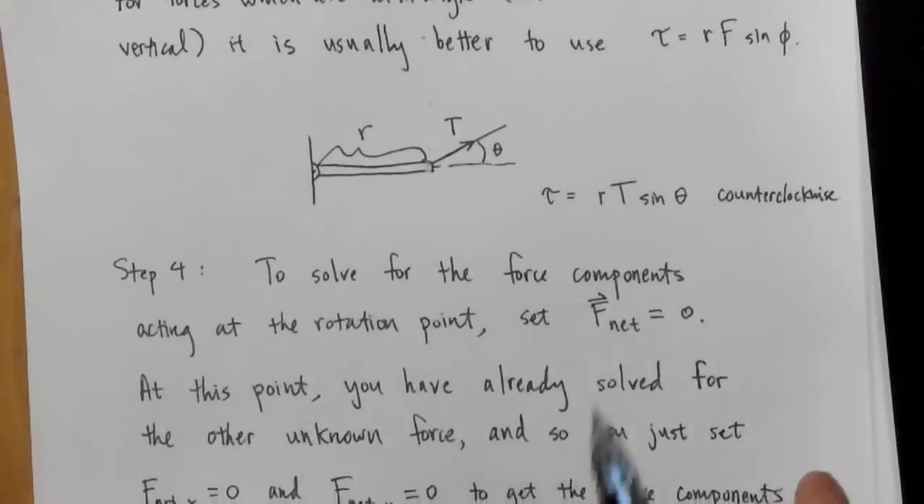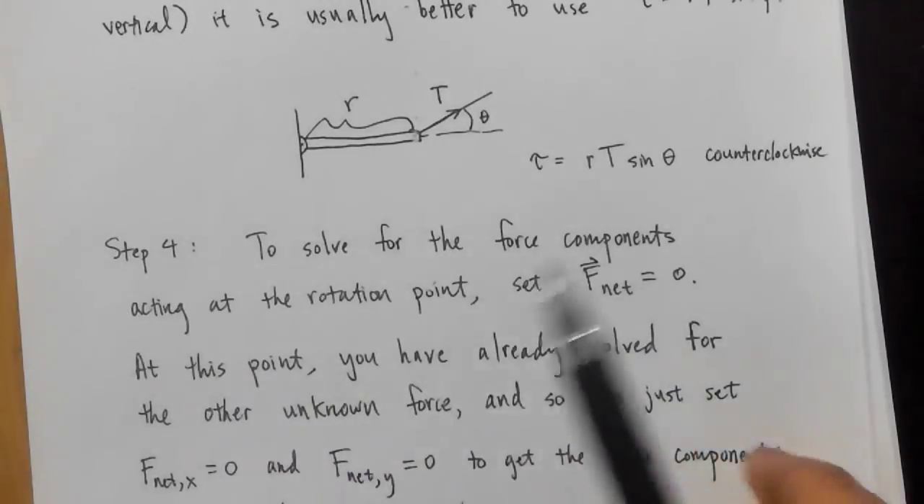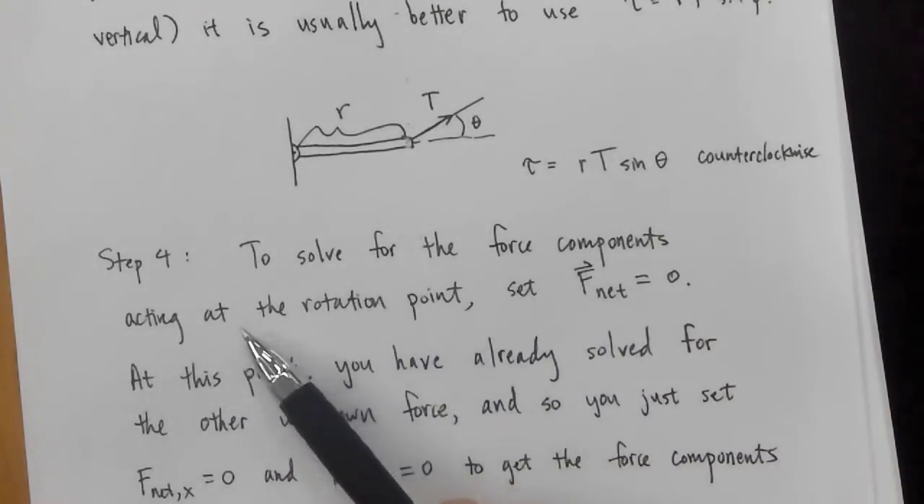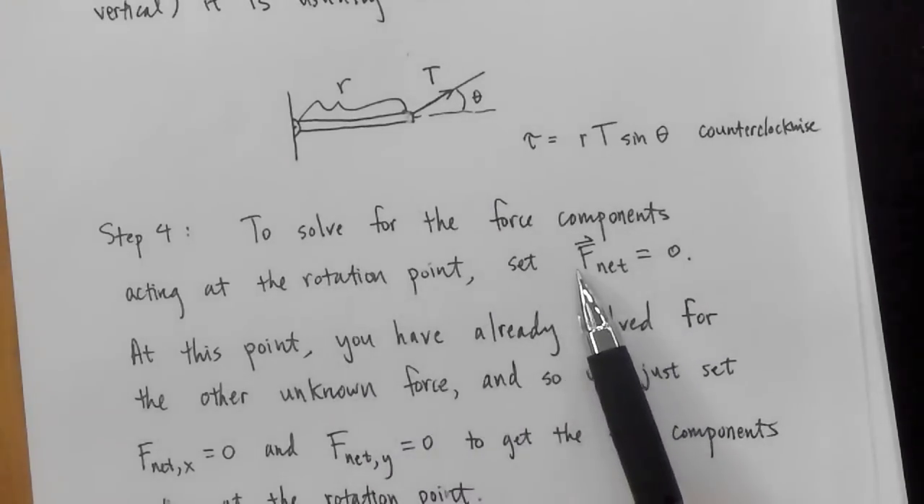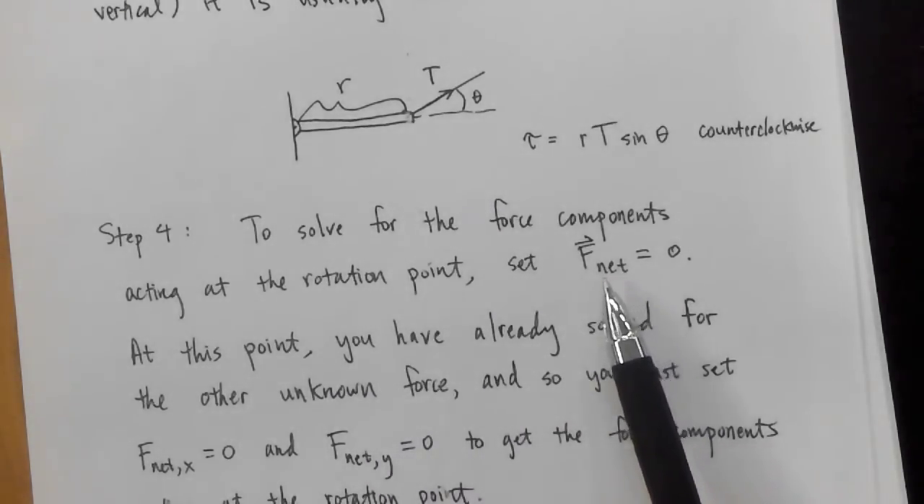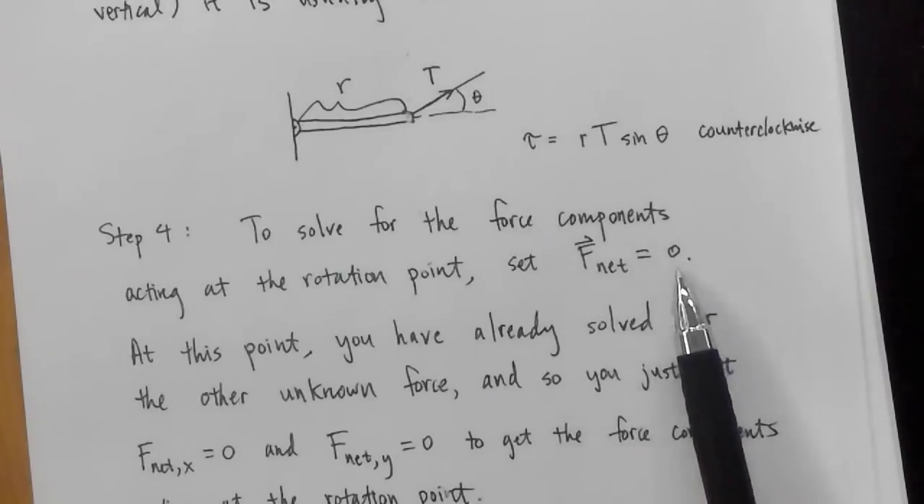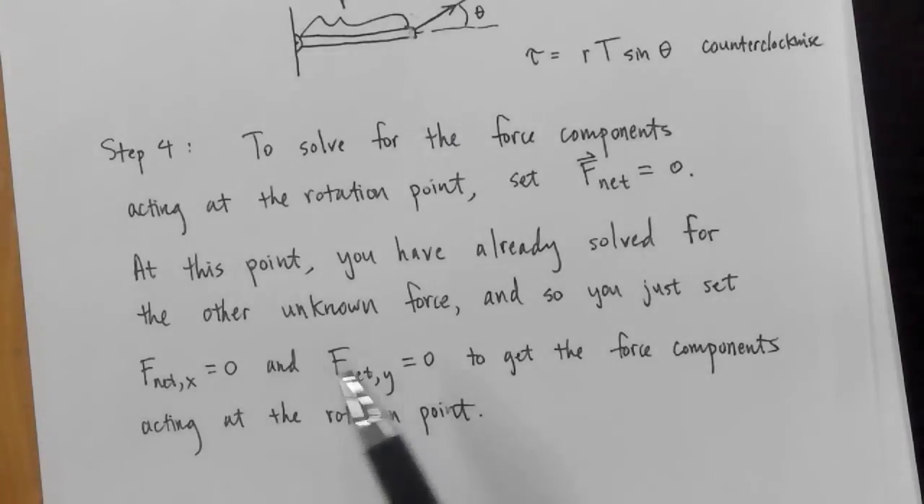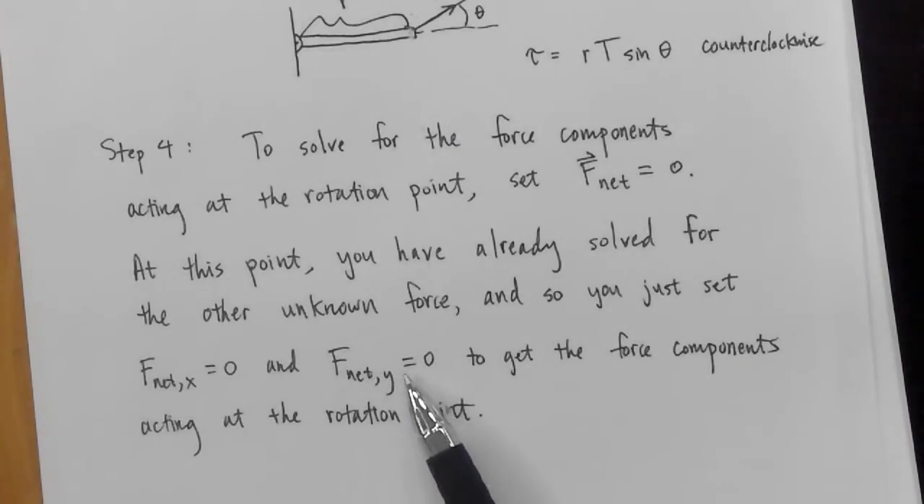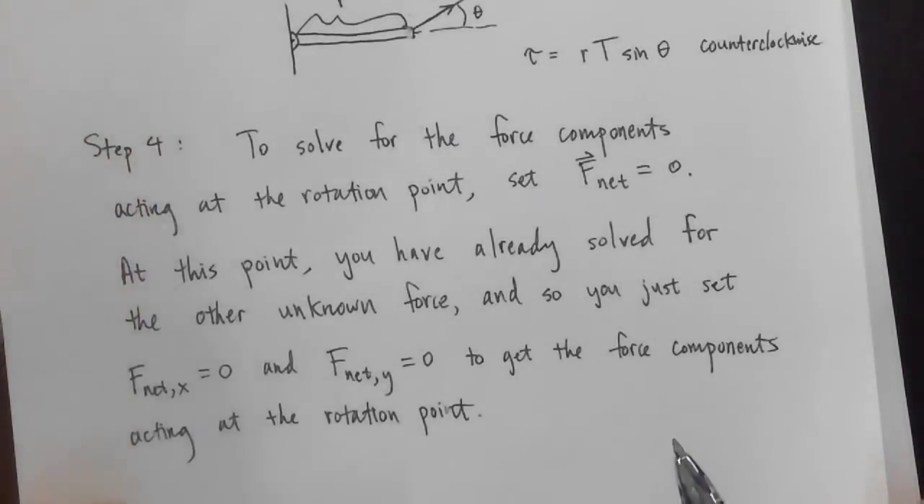All right, then, okay, so once you've done all this, net torque is equal to 0, maybe you still have one unknown force, then what you can do is say that the net force is equal to 0, and then you can just solve for the x component and the y component, net force is equal to 0, and solve for anything you don't know.